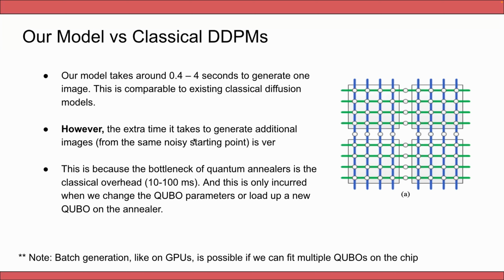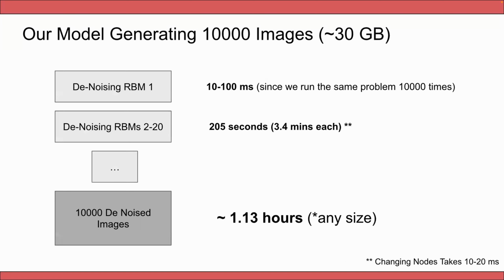And why do this? Well, as Jeffrey mentioned, quantum RBMs are a lot faster than classical RBMs. In fact, they take microseconds, which is like a millionth of a second. So it's essentially negligible. And with that, to generate one image, our model takes around 0.4 to 4 seconds. This is based on hardware estimates regarding a quantum annealer. So this is comparable to classical models.